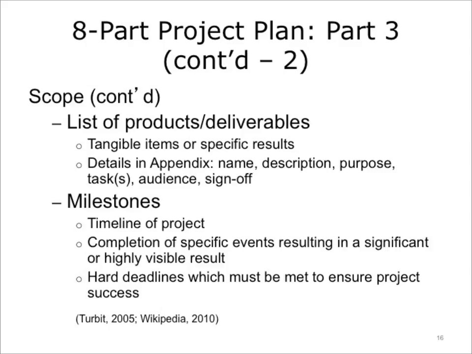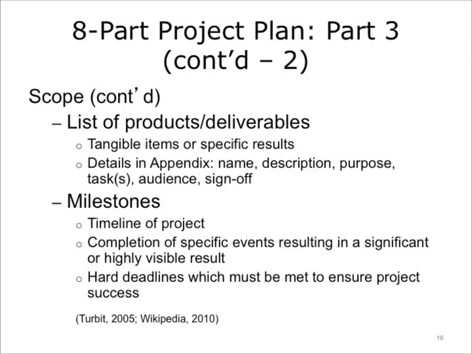The deliverable scope of the project is a complete listing of the products and/or other deliverables expected. These could include tangible items as well as specific results resulting from the project's completion. Every project plan should have a deliverable scope. It should include a list of these deliverables, oftentimes with more detailed explanations of each deliverable, which may be contained within the project plan's appendix.